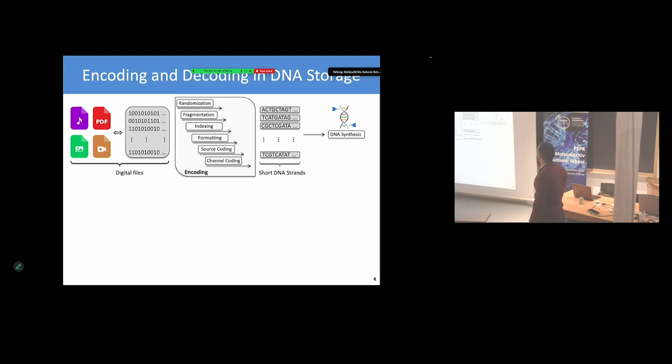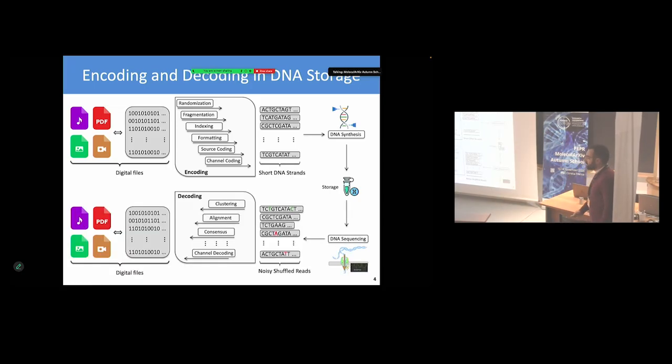Once we have our short DNA strands, we synthesize them. We store them, and then we sequence them. And at the output of the sequencer, we have a bunch of noisy, shuffled reads. They appear in some random order, and they have some insertions, deletions, and substitutions within them. Then we go to the decoding part, which is also a multi-step process. Typically, you cluster your data, you align them, you derive some consensus sequence, and then you do channel decoding.